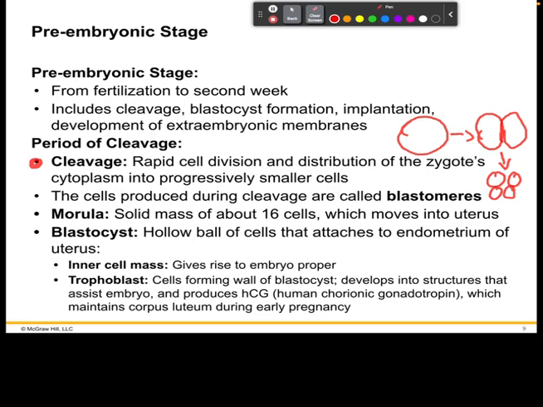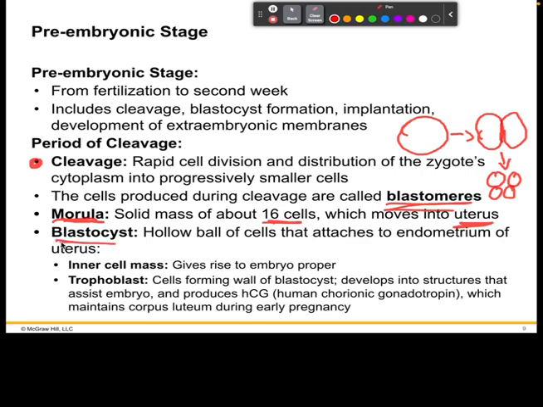So we're trying to go through as much mitosis as possible, and this is just going to be the beginning of creating that morula, which is the next stage. Before we get there, real quick, the cells produced during this cleavage are called blastomeres. So these cells are the blastomeres, and once you have about 16 of them, we have the structure called a morula, which is going to then move into the uterus.